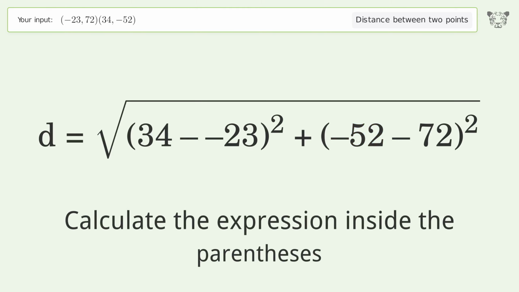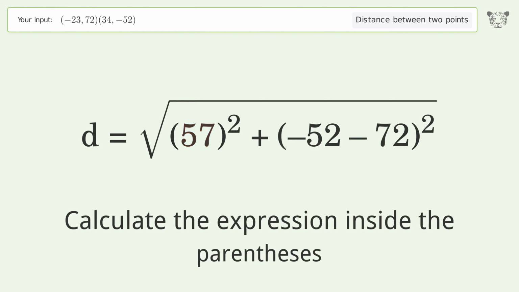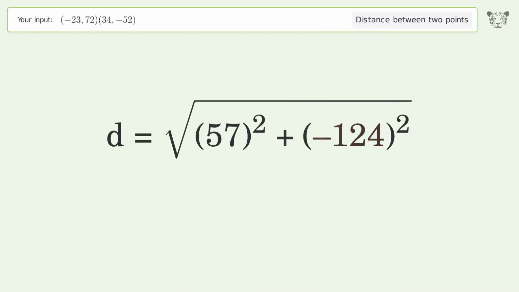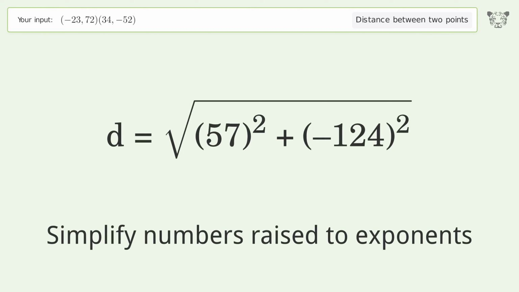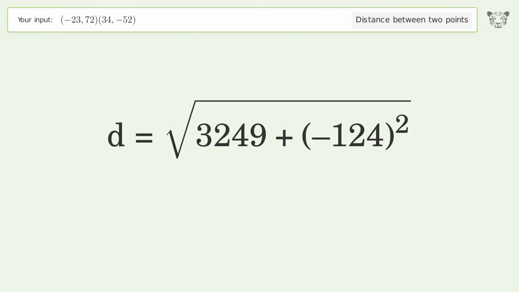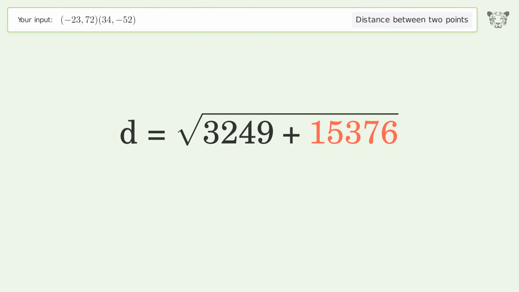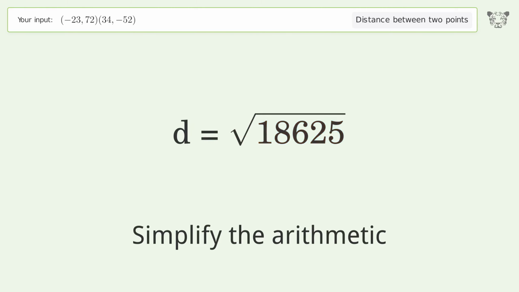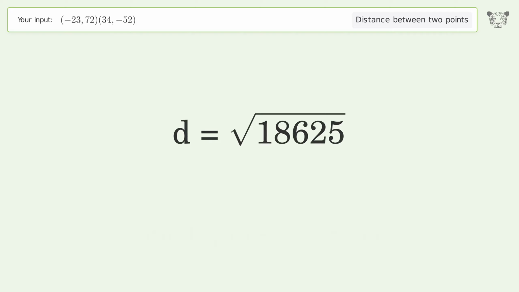Calculate the expression inside the parentheses. Simplify numbers raised to exponents. Simplify the arithmetic. And so the distance between the 2 points is the square root of 18,625, or 136.473.